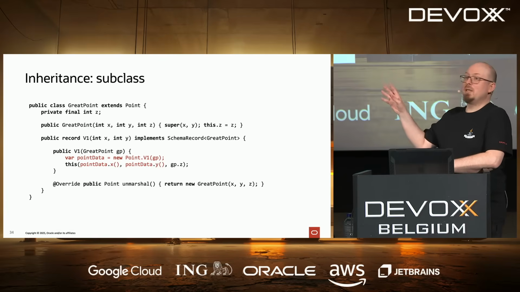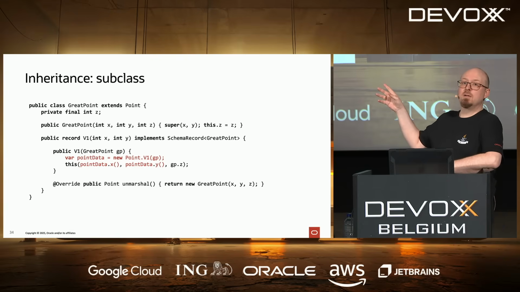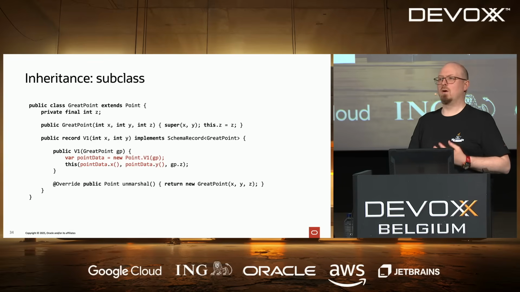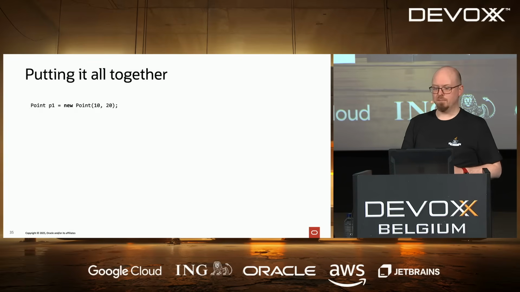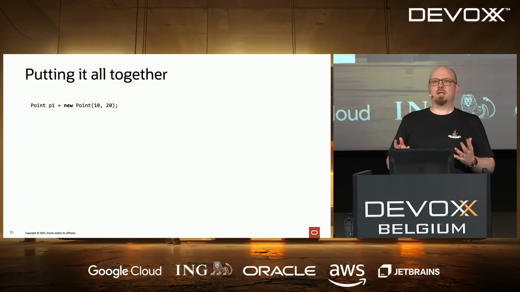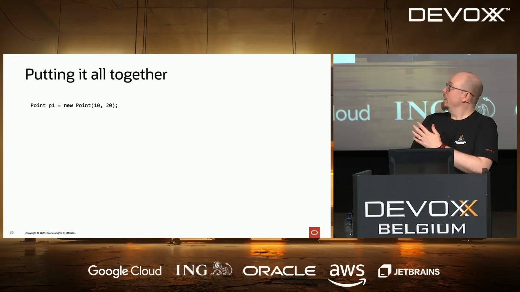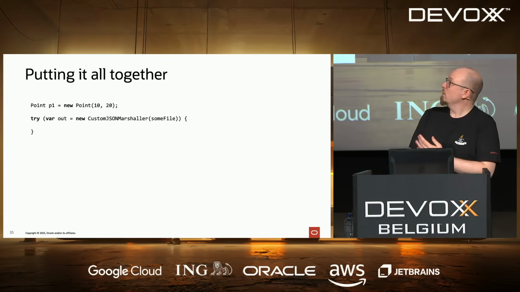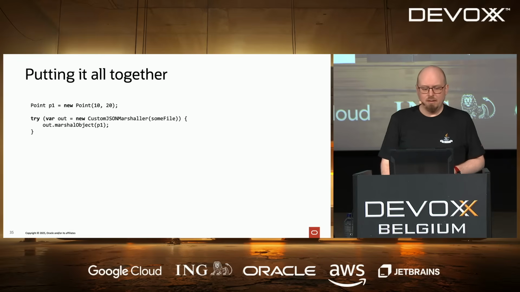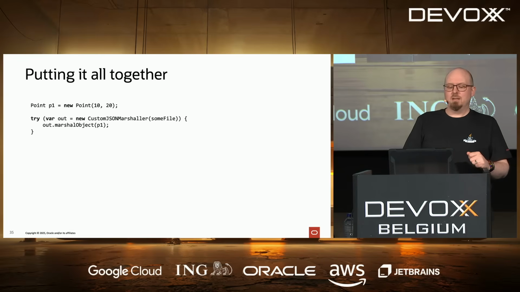So if point ever deprecates v1, then the compiler that compiles greatpoint will actually get a warning saying that, hey, you're now linking against a version that is no longer current. You should probably update in time. So we can sort of use pre-existing mechanics to figure this out. So if we put all of this together, we create a new point, and we have our sort of custom JSON marshaller thing. We only need to do this as a user that wants to marshal a point.